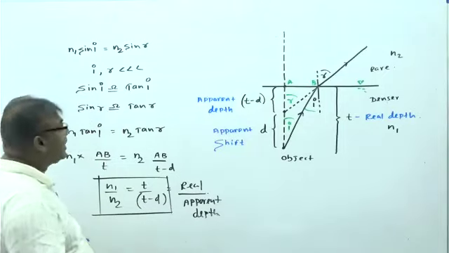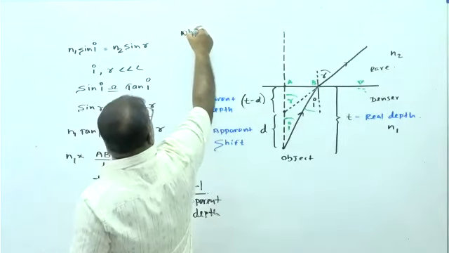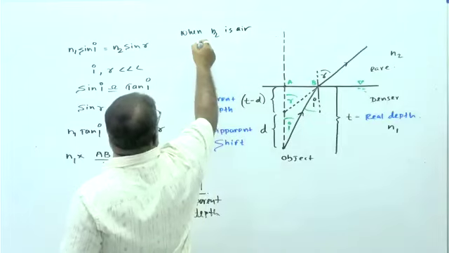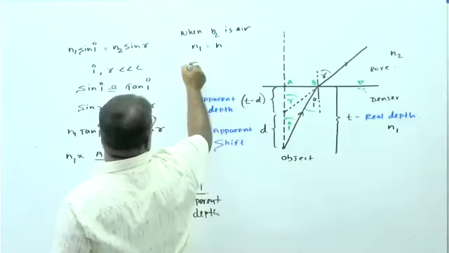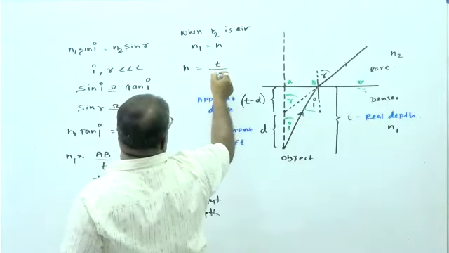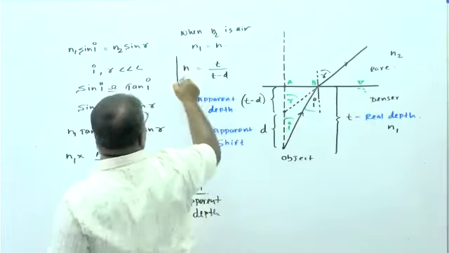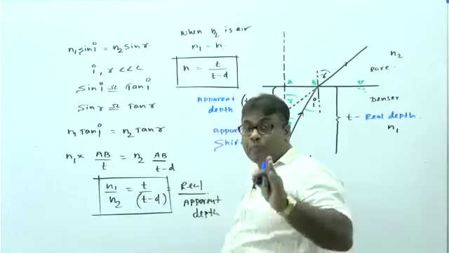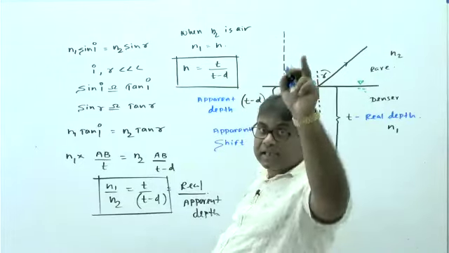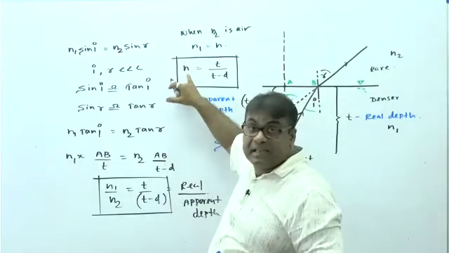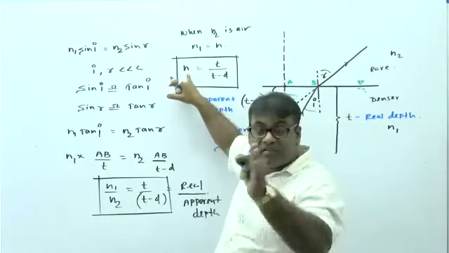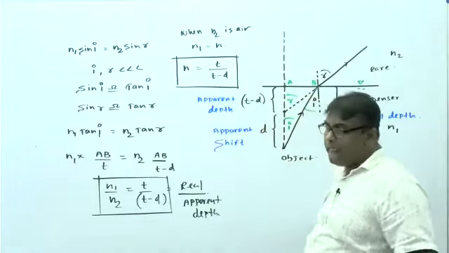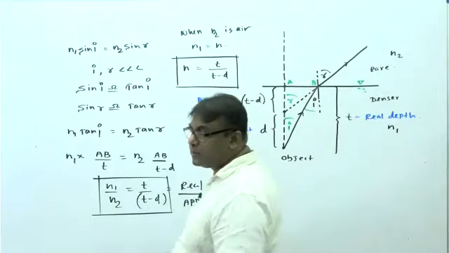And we can say when N2 is air and N1 is N, then N equals T over T minus D. This is applicable only when the observation is made by an observer in air. The second medium is air, and the object lies in the medium of N. If the observer's medium is air, we can use this equation directly. Okay, right. Note down this one.